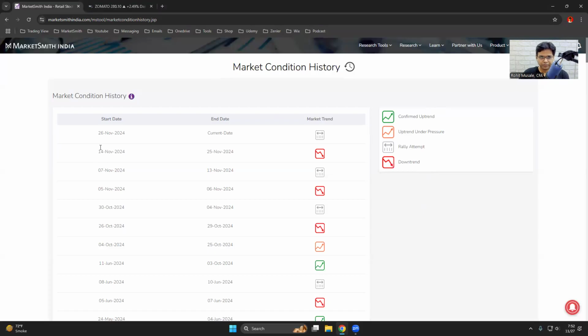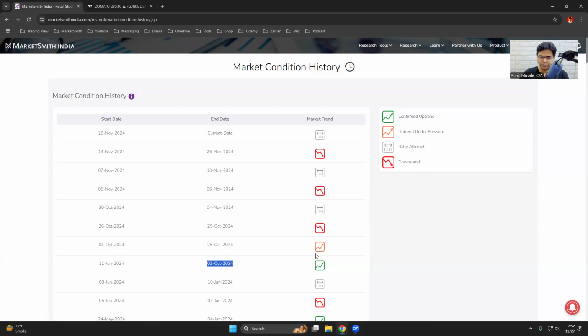As you can see here, they mention the dates. This is the start date, this is the end date, and they will tell you during these two dates what state the market was in, what was the market environment. So from 14th November to 25th November, they say the market was in downtrend. From 26th November to current date, so it's been 2 days, the market is in a rally attempt stage. From 4th of October to 25th October, it was uptrend under pressure. From 11th of June till October, the market was in a confirmed uptrend.